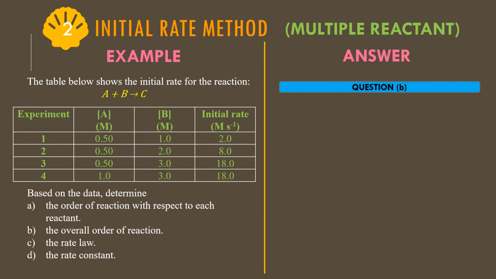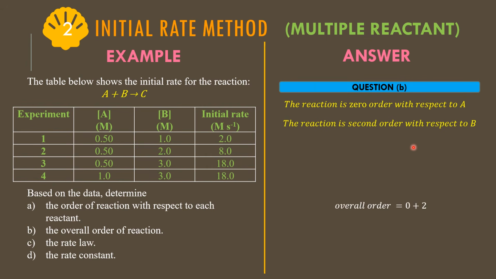Next is question B. Determine the overall order of reaction. Untuk mencari overall order, kita kena tahu order of reaction untuk setiap reactant kita. So, reactant A is 0 order, reactant B is second order. So, overall order adalah hasil tambah order of reaction untuk semua reactant kita. So, 0 order plus second order, so overall order is 2.